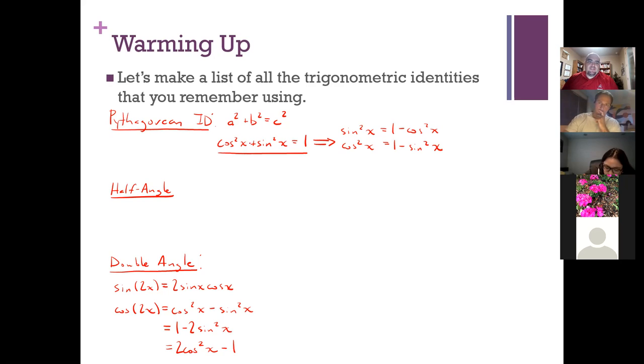Speaking of deriving other things from the Pythagorean identity, let me delete this underline. What happens if I divide both sides of this equation?